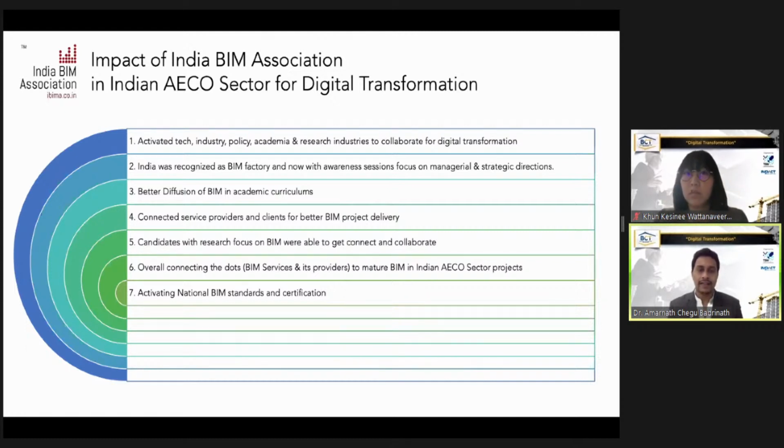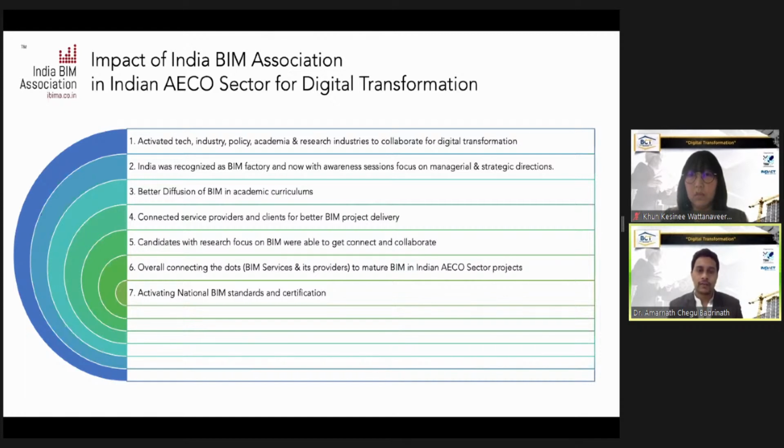And there is a large young population in India. I can say India's young population is the highest in the global market, between the 20 to 30 age group. And the major thing they miss is the direction. So what is my direction to go forward? What is the direction for success? And also candidates with a research focus. So we were able to connect them with the global researchers, professors, and academicians, so that they can look in for their higher studies and research and so on. Overall, connecting the dots of the service providers and aids to mature the Indian AEC projects.